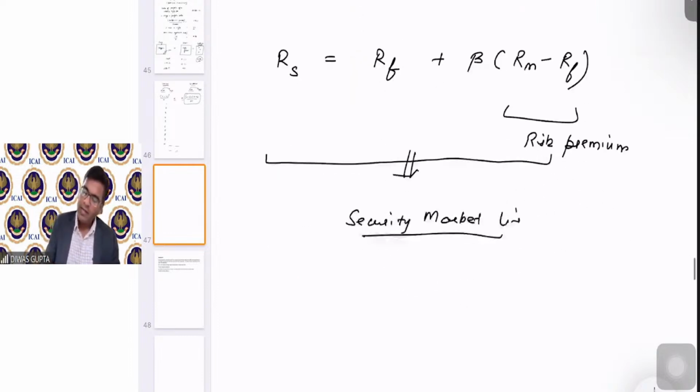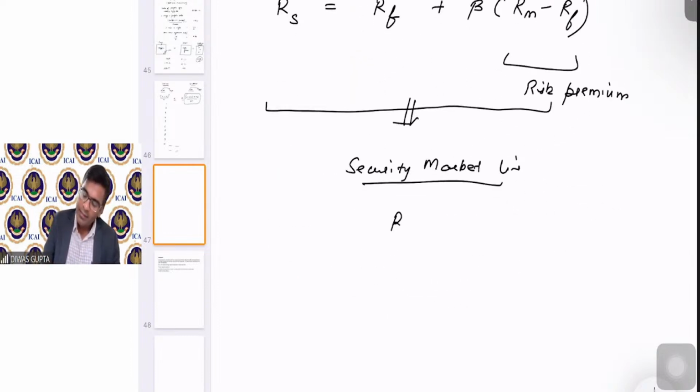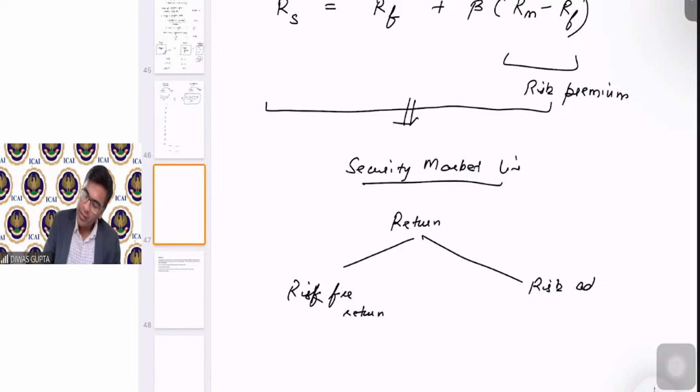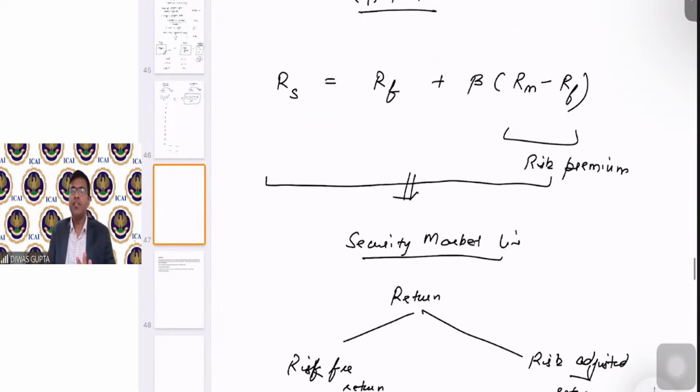And see the theory here, it says that simply return is broken into two parts. One is the risk-free return, and second is the risk-adjusted return. Correct, students? Okay, so this is all about CAPM. We will cover other things from the questions itself.